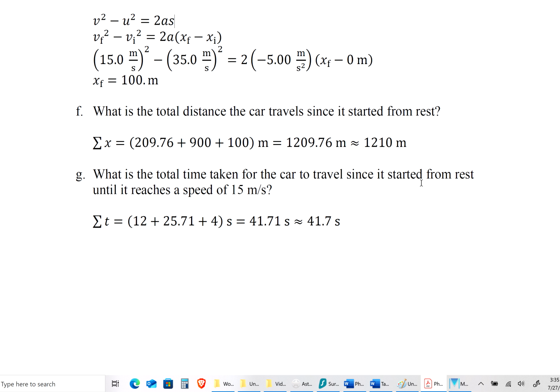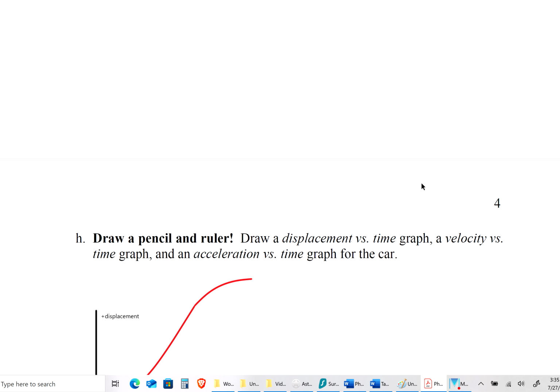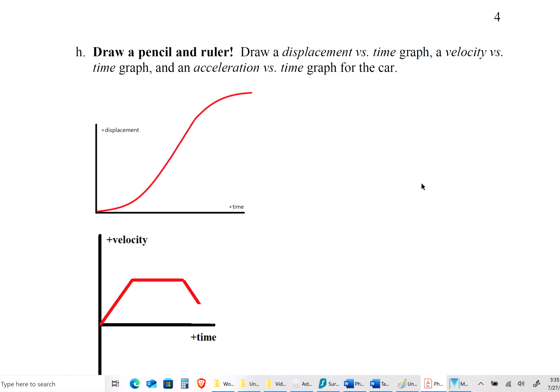Part G, what is the total time taken for the car to travel since it started from rest until it reaches a speed of 15 meters per second? You could just read the problem, see the solution to some of the problems to get 41.7 seconds. Part H, use a pencil and ruler. Draw a displacement versus time graph, a velocity versus time graph, and an acceleration versus time graph for the car.